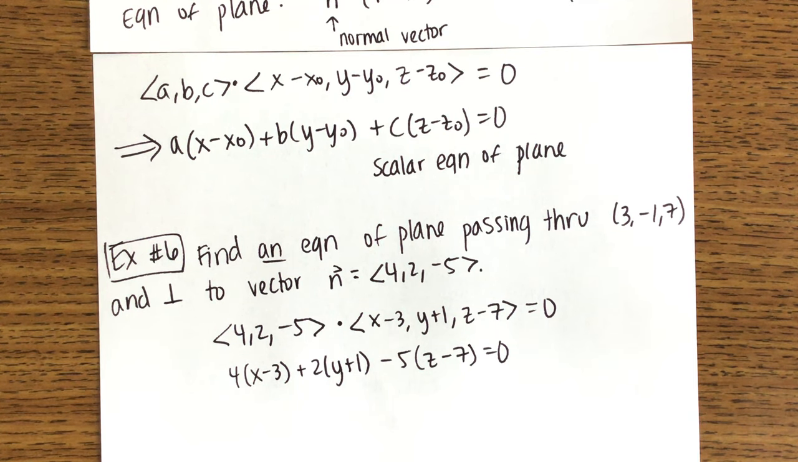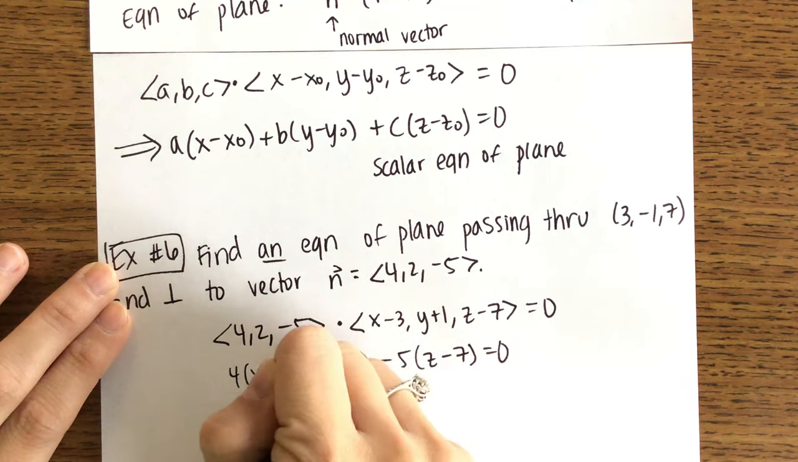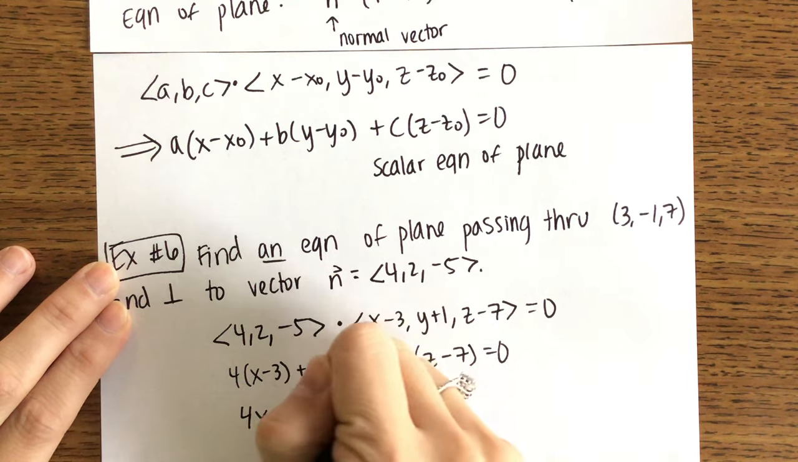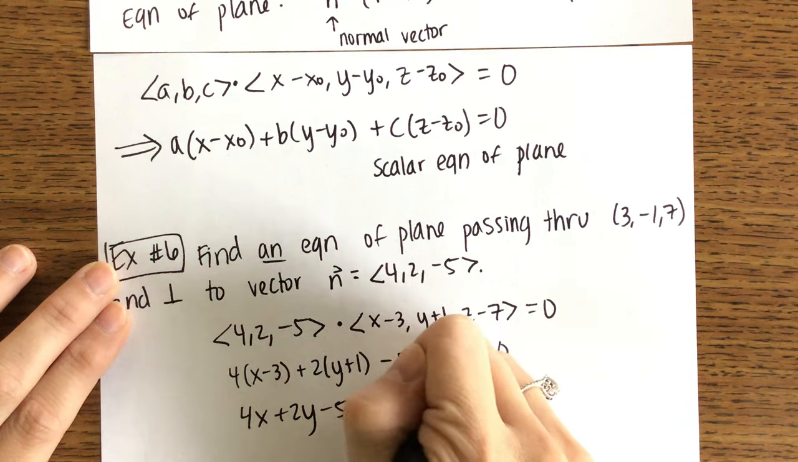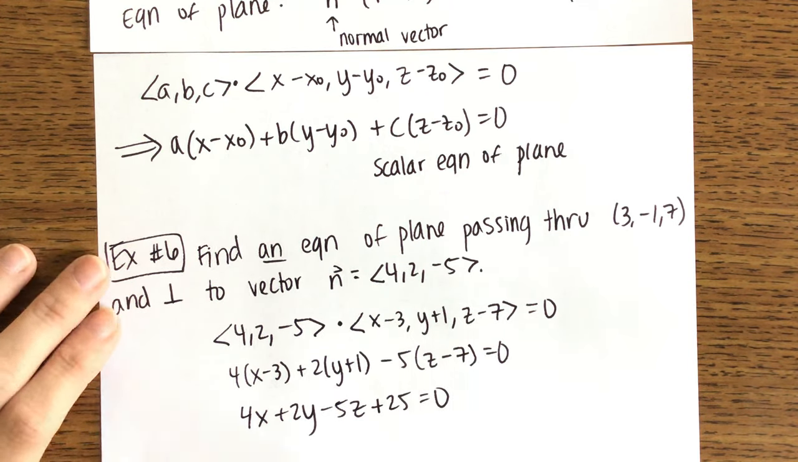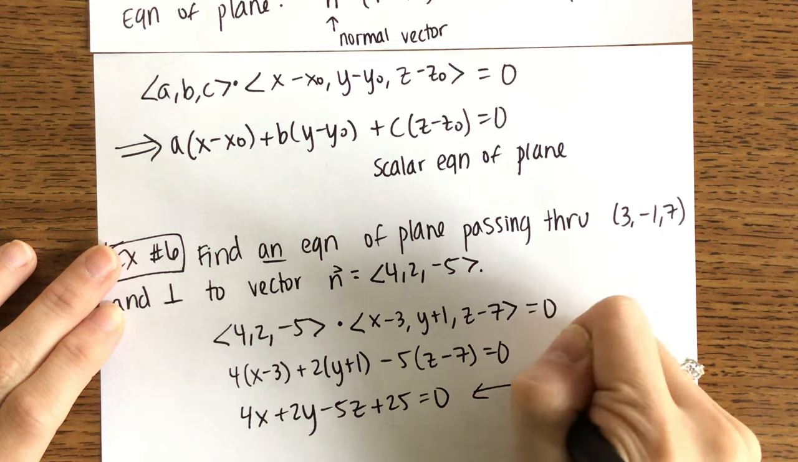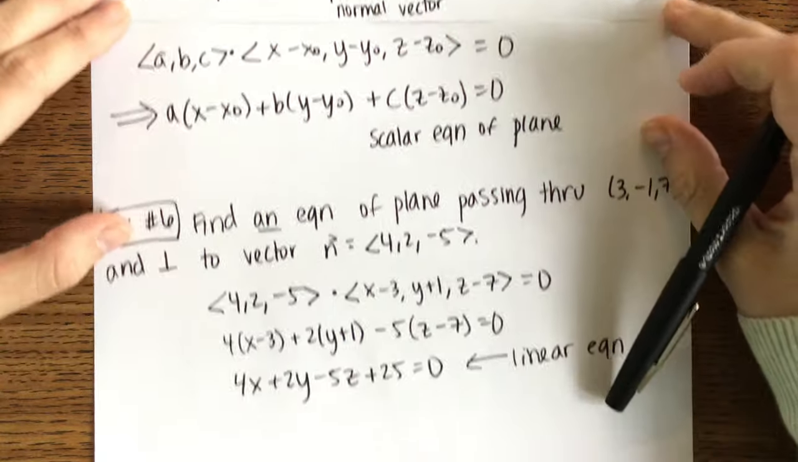And then, like I said, the last way that people do it is they multiply out the 4, 2, and negative 5. If you did that, you would get 4x plus 2y minus 5z. We have negative 12 and 2, so negative 10, positive 35, so that'll give us positive 25. So all three of those are okay. This form is called the linear equation of a plane. If you're asked for a linear equation, it's that one.